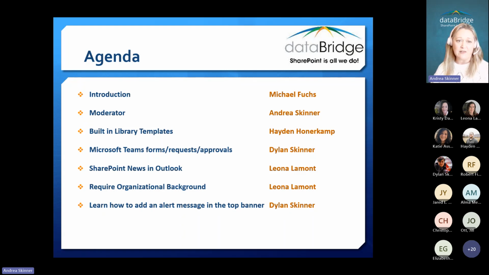Require organizational backgrounds, for those who want to have a little bit of control of the look and feel of backgrounds in Teams. As you can see behind me, we have a dataBridge background, so we're going to cover some new policies available there in Microsoft Teams, and then we'll end with how to add an alert message in the top banner. This is really not a new feature, but it's often an asked for feature, and so Dylan will be showing us how we can deploy that. It used to be available in SharePoint Classic very easily with JavaScript injection, but Dylan's going to show you how to do this in PowerShell.